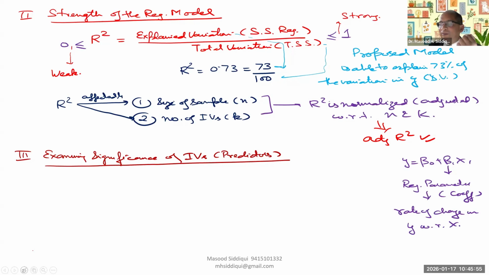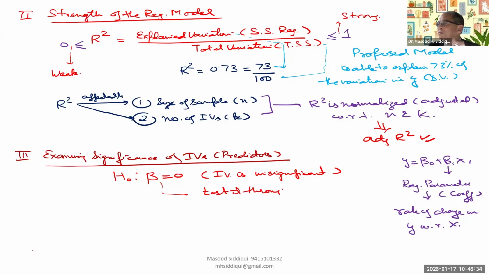So how do we perform the significance testing? We simply examine whether this beta is 0 or not. If the beta is 0, then obviously it is an insignificant relationship. So we examine H naught, whether beta is 0 or not. If beta is 0, it means that independent variable or that predictor is insignificant. It is not contributing to the model. How is it being done? We test it through a t-test.